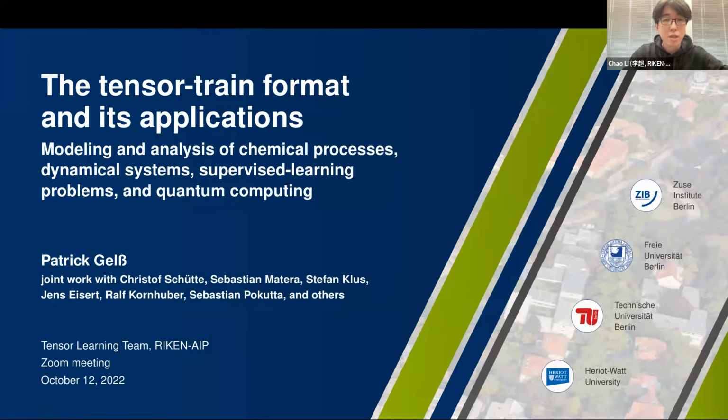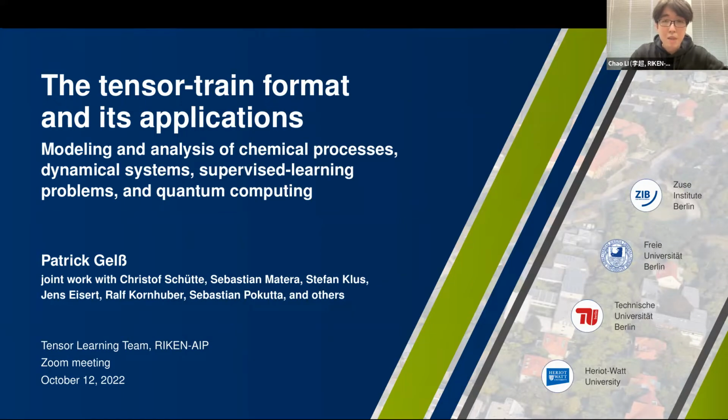Well, in this event, I'm very glad to introduce our guest today, Dr. Patrick Gills. My pronunciation right? Perfect. Yes. Okay. Dr. Gills is currently a postdoc researcher at the Zuse Institute Berlin, working in the Department for AI in Society, Science, and Technology, together with Sebastian Pokutta. He leads the research group on quantum computing and optimization, which is engaged in the development and application of quantum optimization algorithms and tensor-based methods.